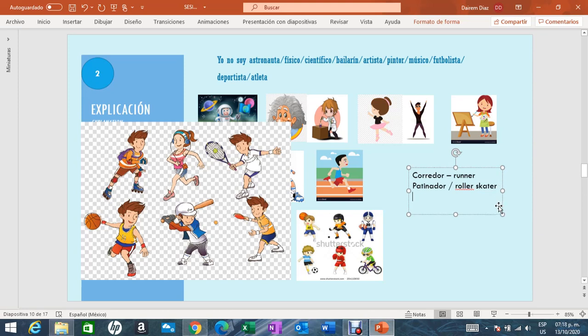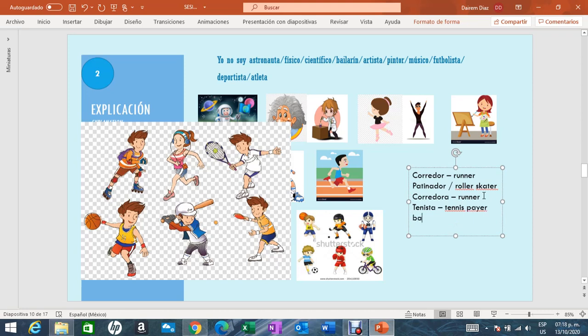Next one. She's jogging, right? So jogging is corredora. Corredora. The people who run or people who jog for us are called corredores. In this case, corredor for a man, corredora for woman. Then we have tennis player, tenista. Same for men or woman, tenista.